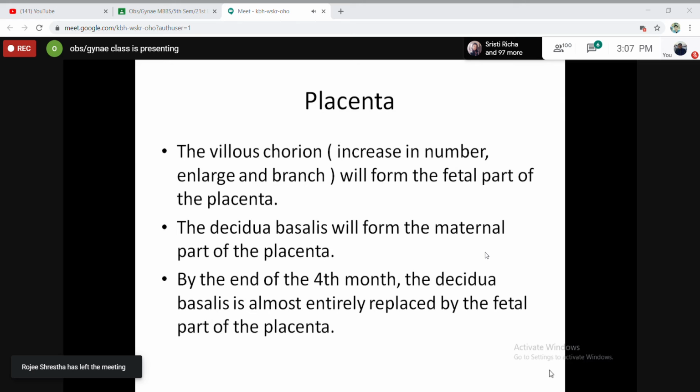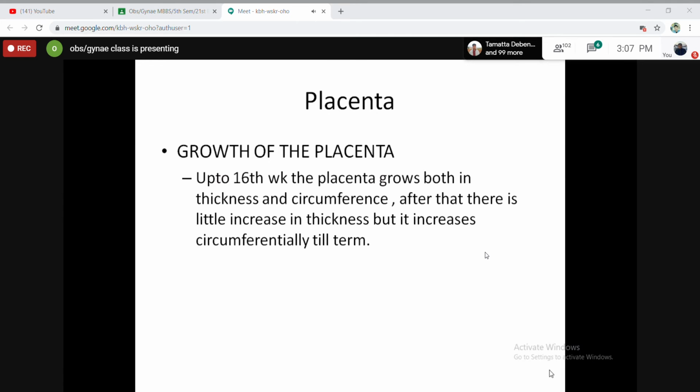So by the end of the fourth month, the decidua basalis is almost entirely replaced by the fetal part of the placenta. Growth of the placenta up to 16 weeks: the placenta grows both in thickness and its circumference. So by 4 months of pregnancy, the placenta grows and becomes thick as well as circumferentially grows. And after that, there is a little increase in thickness, but the circumferential growth is there till term.